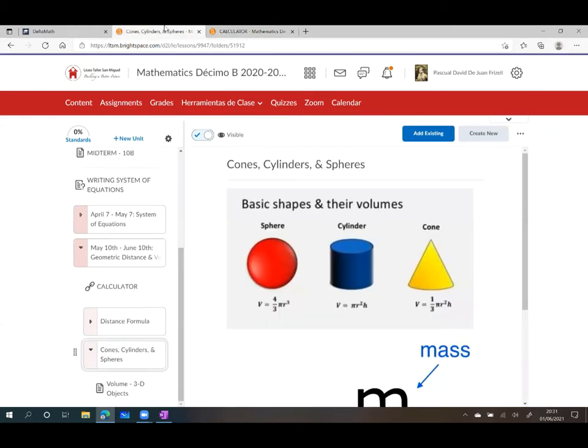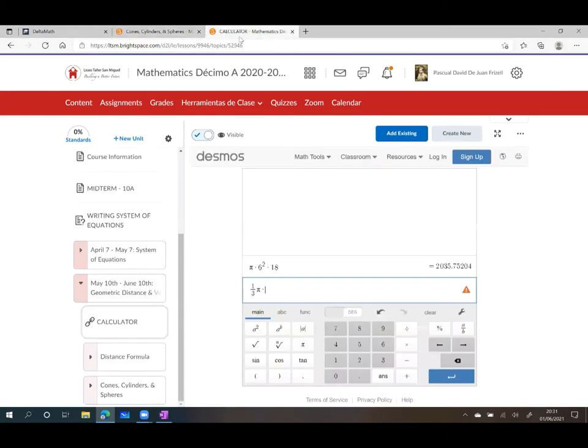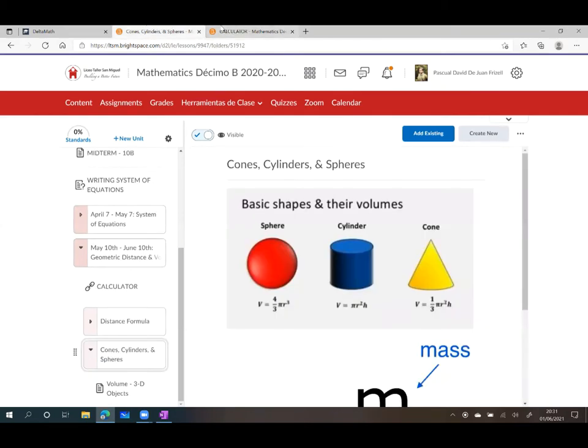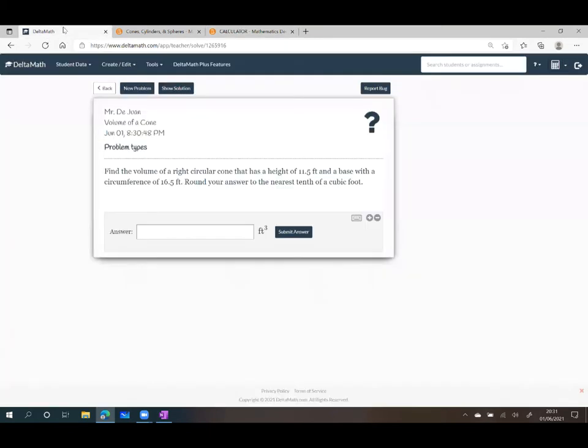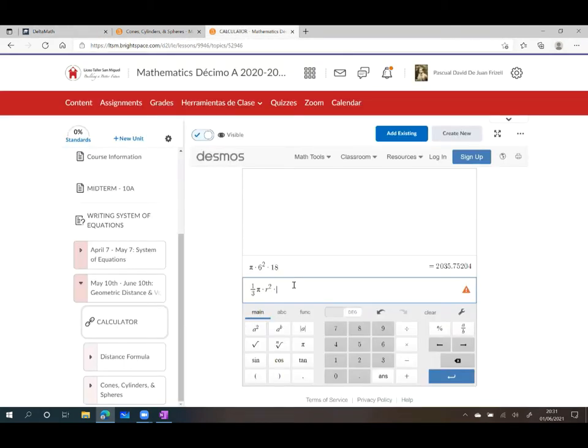times, what do we have here? R squared. So we can type in the letter R to the power of 2 times, what else do we need? The height, H. So now that we have the formula there, we're just going to read the questions and see what we need to type in. We are already given the information that the height is 11.5. So let's go back to the calculator and type in 11.5.